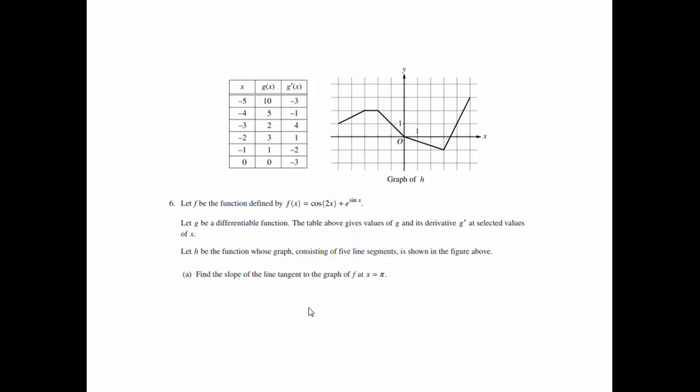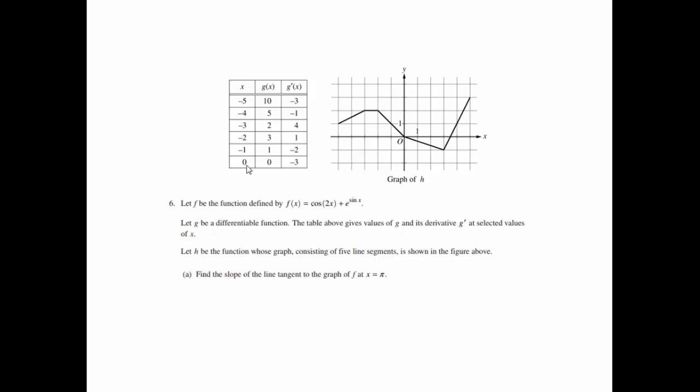Okay, so number 6 says to let f be the function defined by f of x equals cosine of 2x plus e to the sine x. Let g be a differentiable function. The table above gives g and its derivative, g prime, at selected values of x. And then let h be the function whose graph, consisting of five line segments, is shown in the figure above.